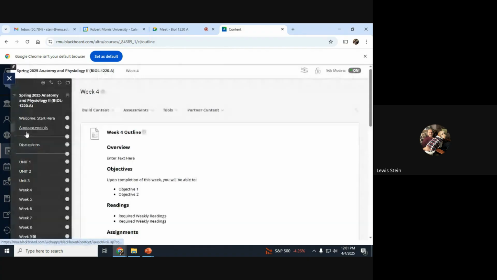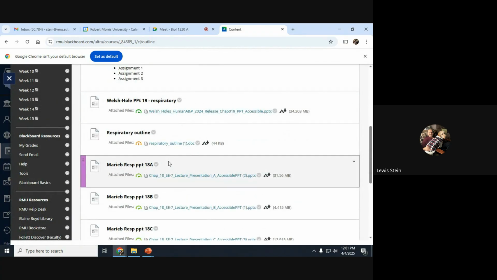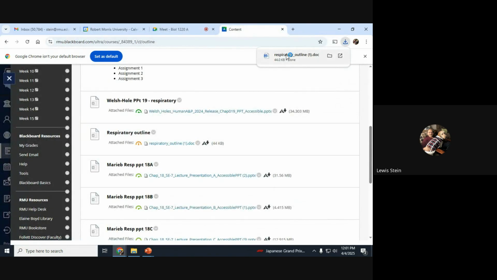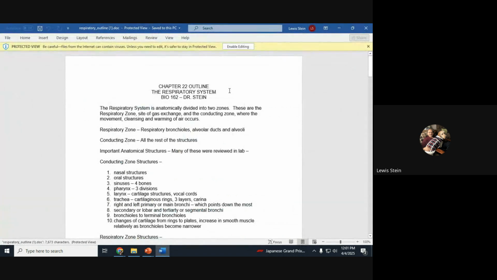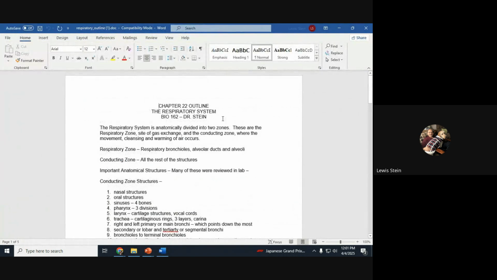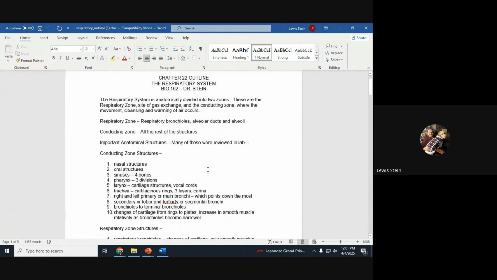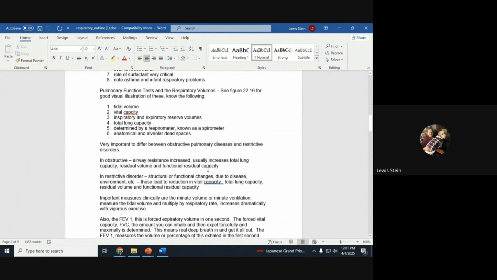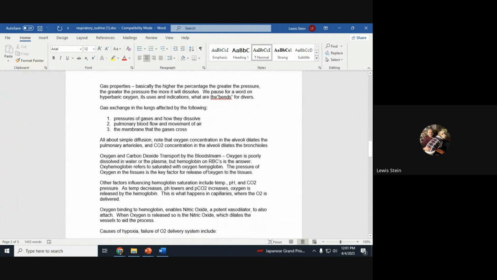Go in. I'll change the name to Unit 4. Here, respiratory outline. Ta-da! Thank you for opening that up. Here it comes. Some years ago, I basically outlined the chapter, the same thing that I've done before with some of the other chapters. No extra charge to you. This is some of the stuff we're going to be going over.